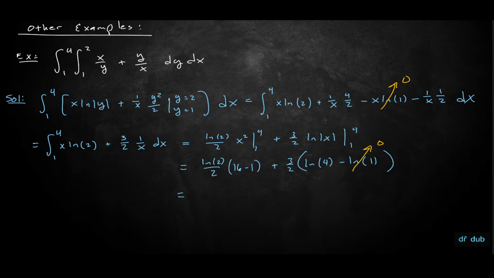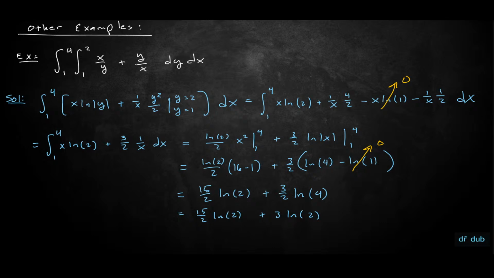So this is going to be 15 over 2 times natural log of 2 plus 3 halves times natural log of 4. And what can we do? We can actually do a few log rules. We can say this is going to be 15 halves natural log of 2 plus 3 natural log of 2, since 4 is actually 2 squared, and I can pull that squared out front of the log and cancel with the 1/2.